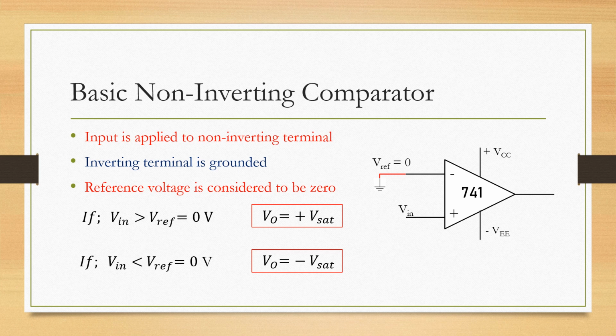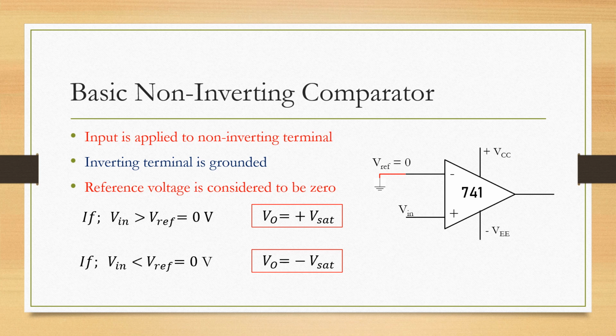This is because the open loop gain AOL is very high, so even for a small input voltage Vin, the op-amp output saturates. Note that there is no feedback applied to the op-amp, and it is operated in open loop conditions, because of which the op-amp is operating in saturating conditions.